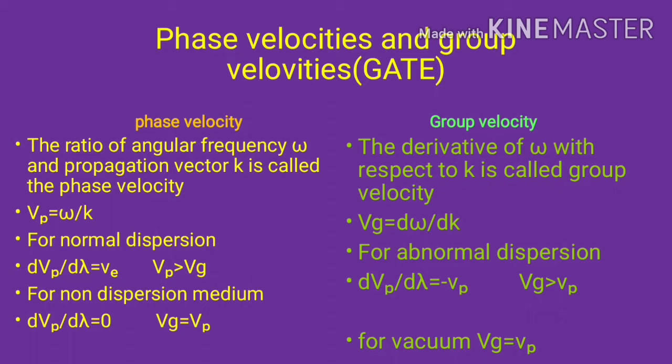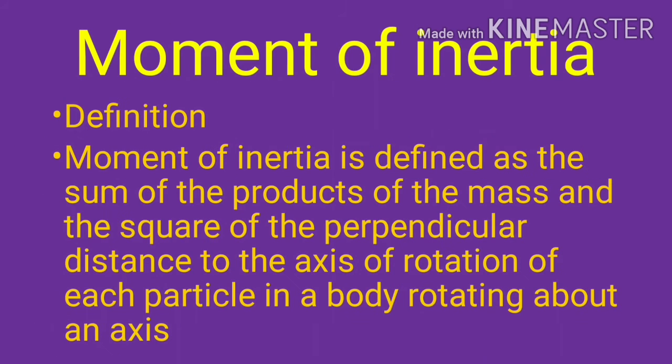Relation between phase velocity and group velocity. Phase velocity is defined as angular frequency with respect to wave vector. Then group velocity is defined as the derivative d omega by dk. For normal dispersion, Vp is greater than Vg. For abnormal dispersion, Vg is greater than Vp. Then for a non-dispersive medium, Vg is equal to Vp.